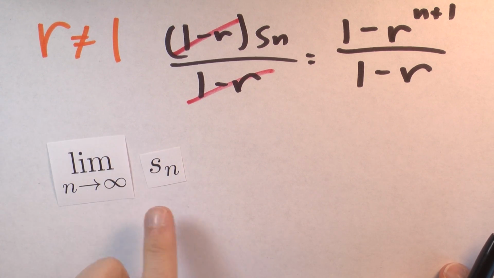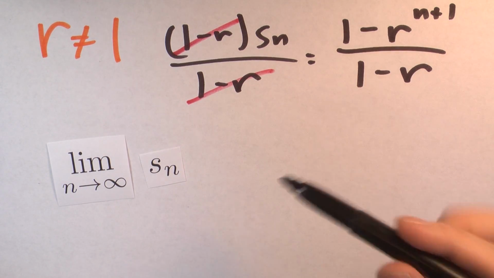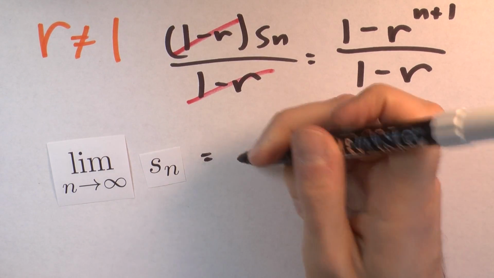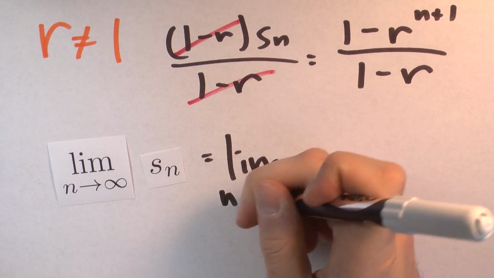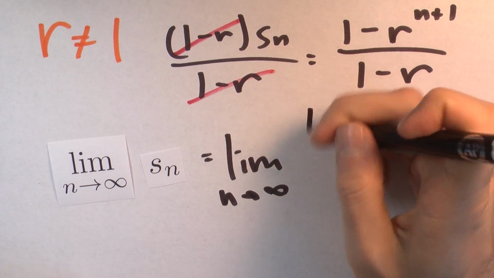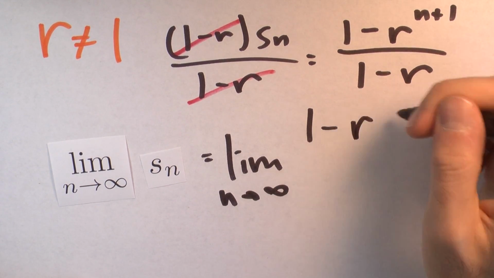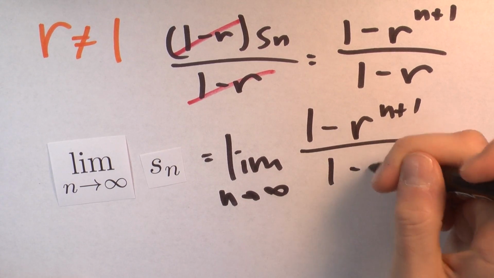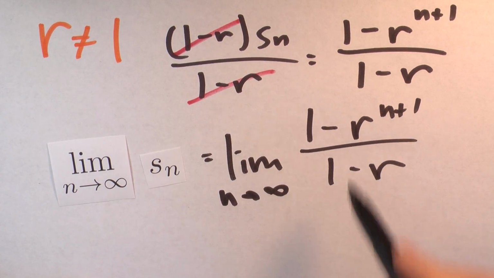Now I'll take the limit. So the limit of s sub n, well, here's a formula for s sub n. So the limit of s sub n is just the limit as n goes to infinity of 1 minus r to the n plus 1 over 1 minus r. That's the limit we have to calculate. When does that limit exist?